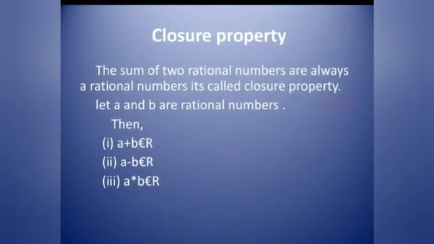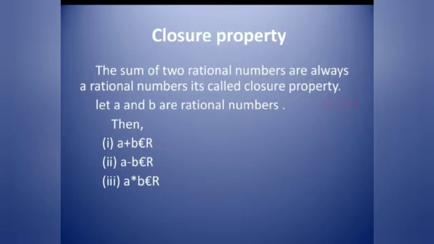Closure property. What is the closure property? The sum of two rational numbers is always a rational number. It's called the closure property. So let the two rational numbers be a and b. When a and b are added, the result is again a rational number, which is called the closure property.